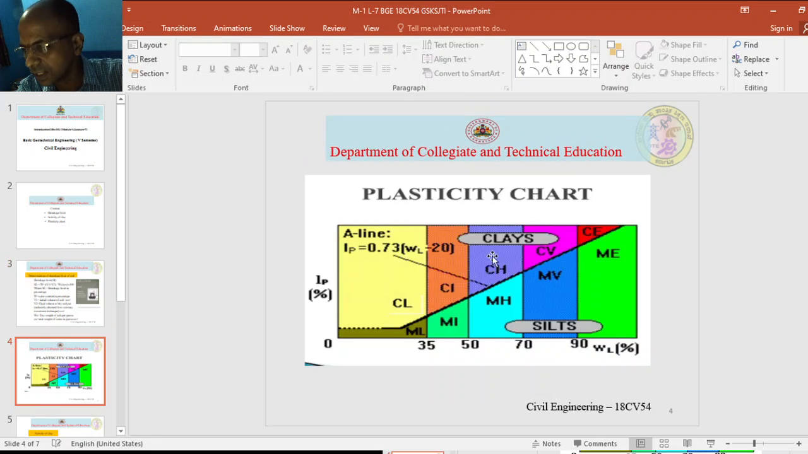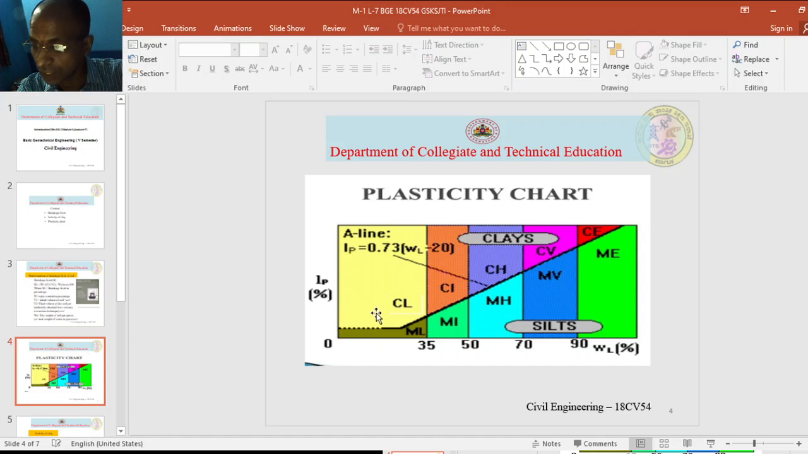And the plasticity chart is obtained by plotting liquid limit versus plasticity index. Plasticity index is liquid limit minus plastic limit, and you have to plot the A line, given by 0.73 (WL minus 20). Above the A line is clay; below the A line is silt or organic soil. From 0 to 35 you mark one line, called lower compressibility. 35 to 50 is intermediate compressibility. Greater than 50 is higher compressibility.